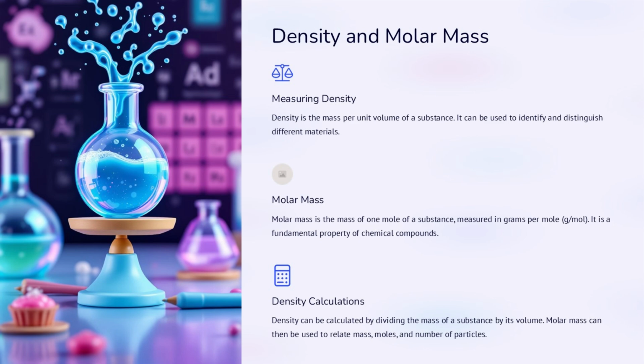We can use density calculations to determine the mass, volume, and number of particles in a substance. Relating mass, moles, and number of particles is crucial for understanding chemical processes. The images on this slide illustrate the key concepts of measuring density, understanding molar mass, and performing density calculations. These are all important tools for characterizing and working with different materials.